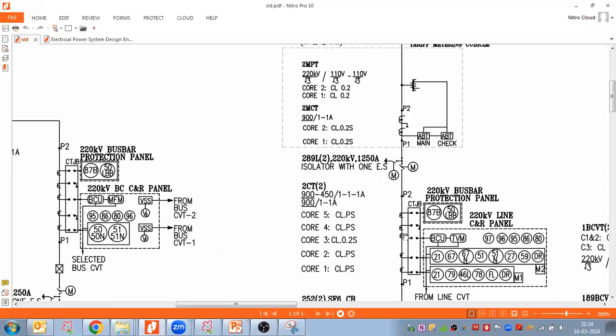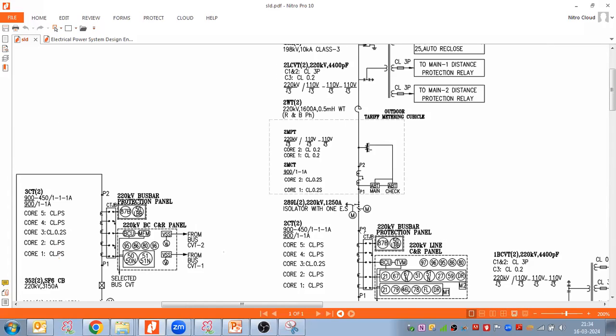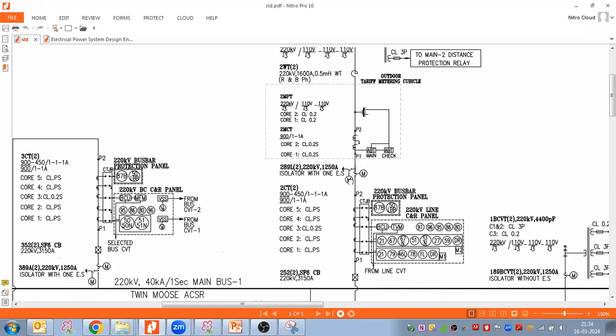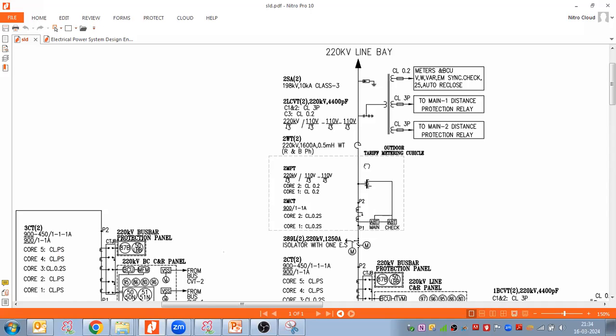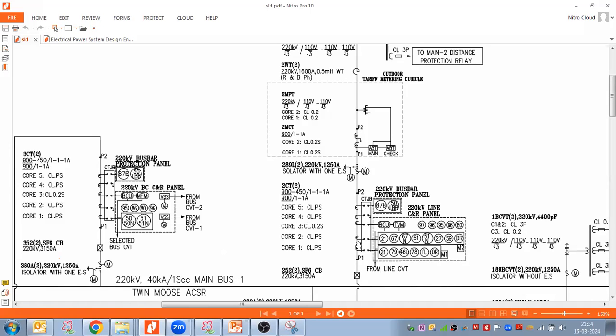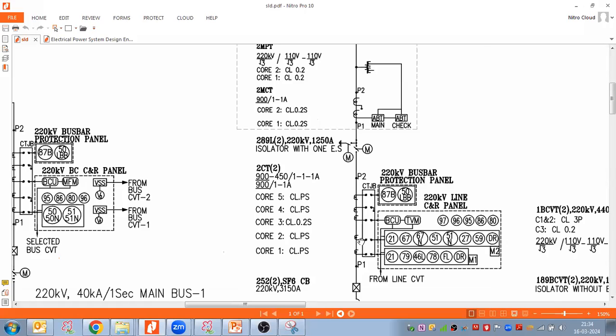I told you that the CT should be after the breaker, but after the breaker it could be anywhere. It could be here, it could be here, anywhere. But after the breaker and just after the breaker means here. Why? Because if I'm not putting the CT here, I'm putting it over here, and if any fault happens, what will happen?